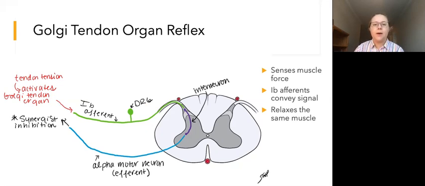So let's talk a little bit about that reflex pathway. When a muscle has increased force, this activates Golgi tendon organs, which results in a signal traveling in a sensory afferent neuron. In the Golgi tendon organ reflex, the sensory afferent is a 1B afferent. The sensory afferent then synapses on an interneuron, which subsequently inhibits the alpha motor neuron acting on the same muscle that had too much tension. To summarize, the Golgi tendon organ reflex responds to too much muscle contraction by relaxing that same muscle.